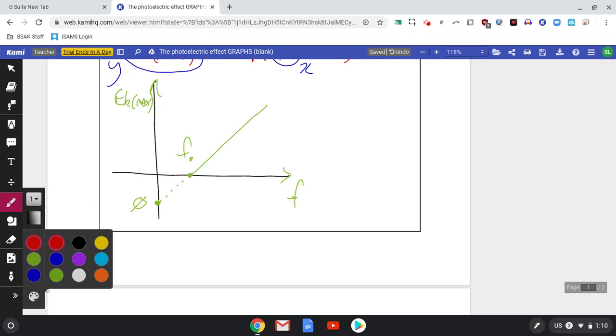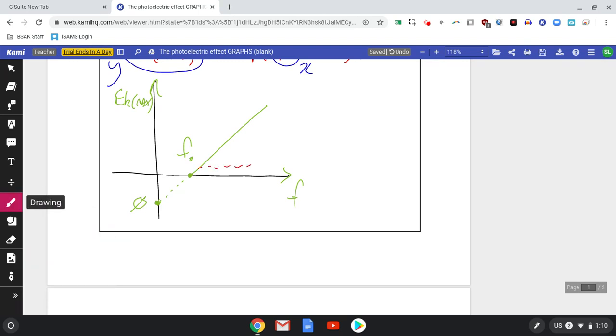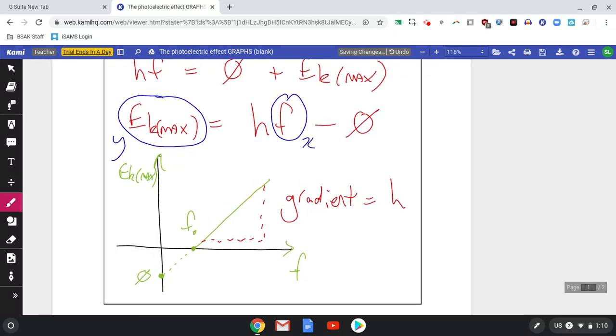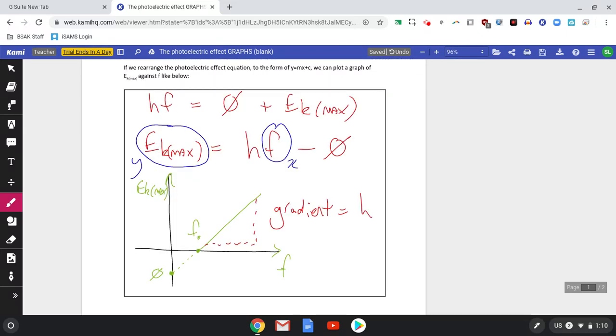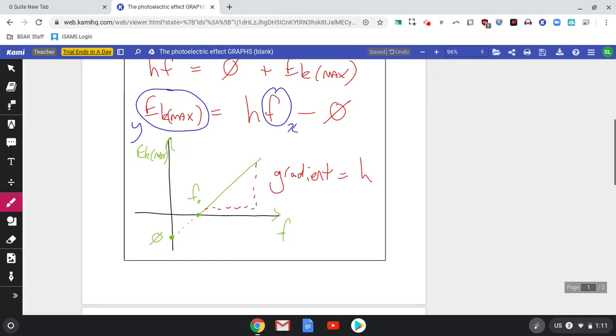But the really, really useful bit, the important bit, is the gradient. Now the gradient, in this case, is h. And that's how you find your Planck constant. So there you have it. A graph of maximum kinetic energy, EK max, against frequency. I'll give you a graph like that. Now, like I said in previous videos and previous lessons, we can't measure EK max directly, can we? Because EK max is found out from the stopping potential.